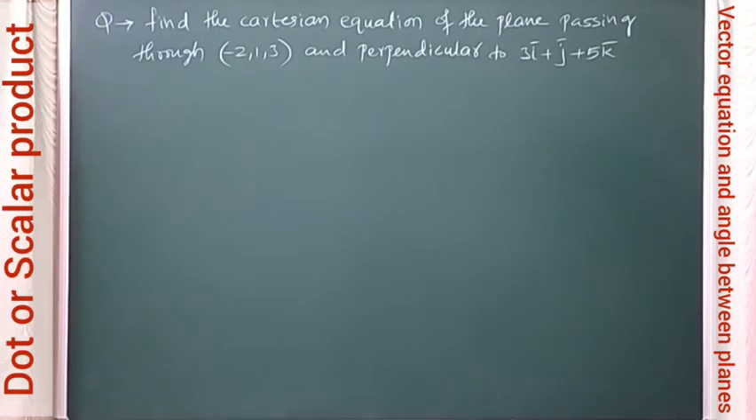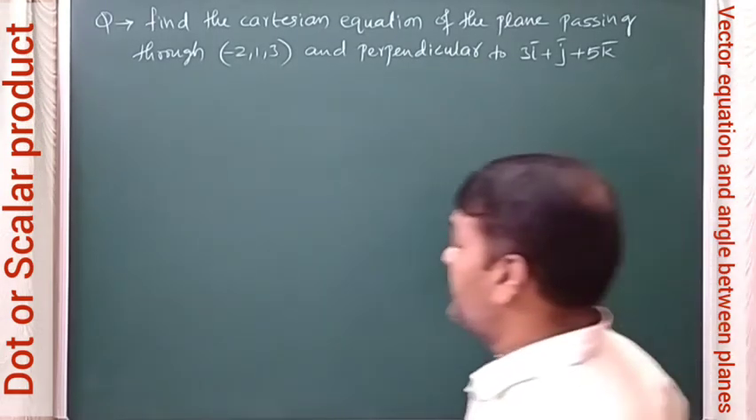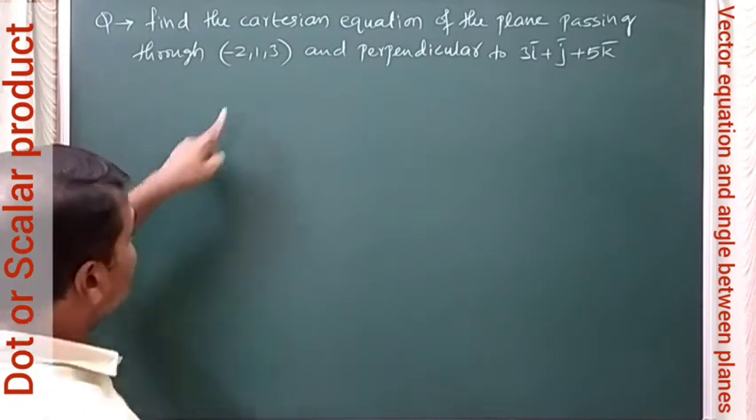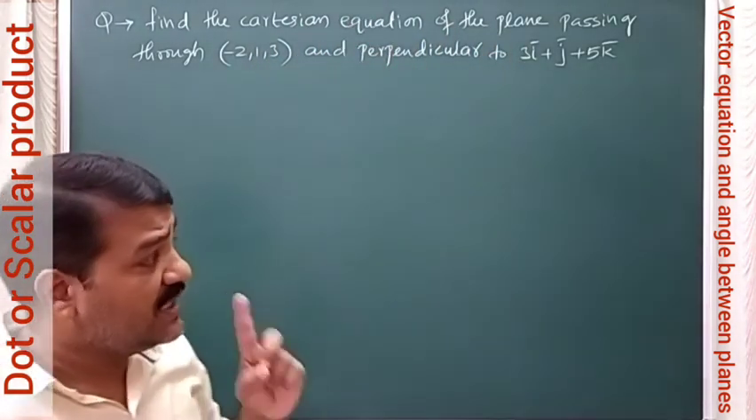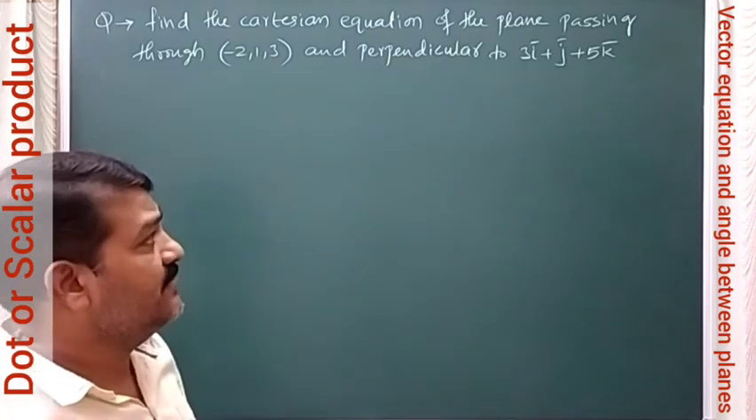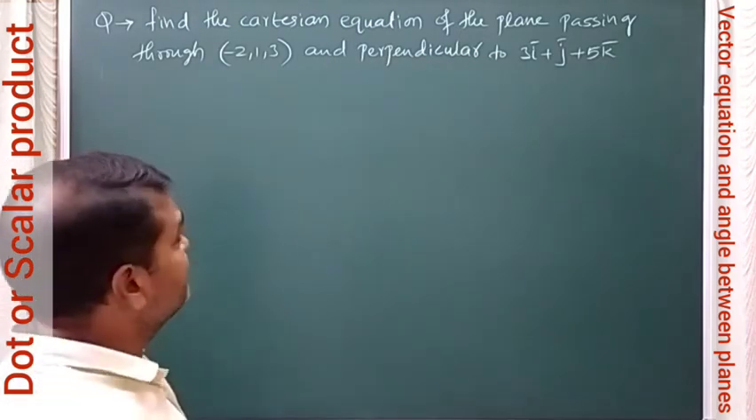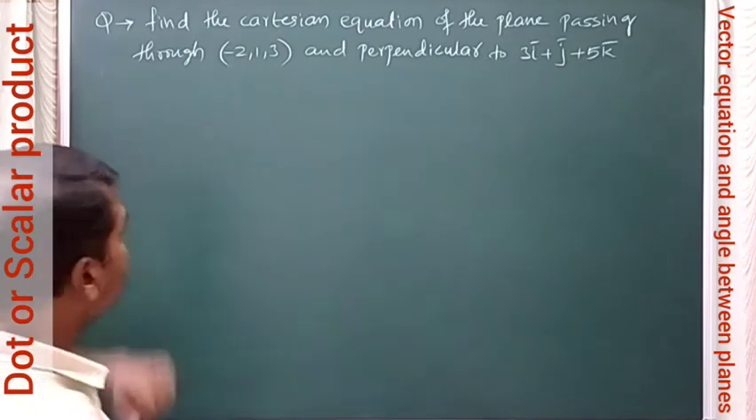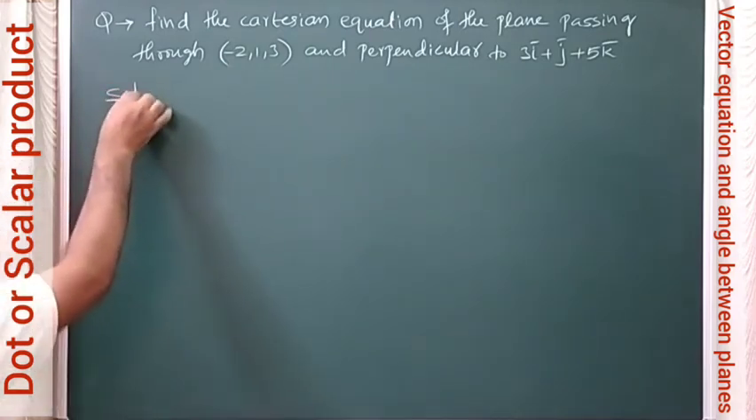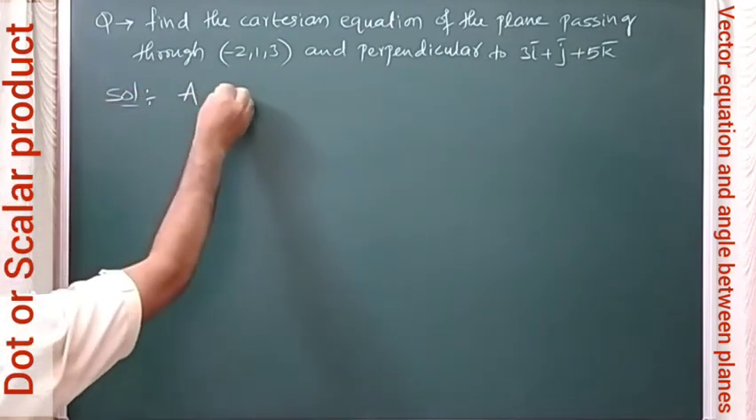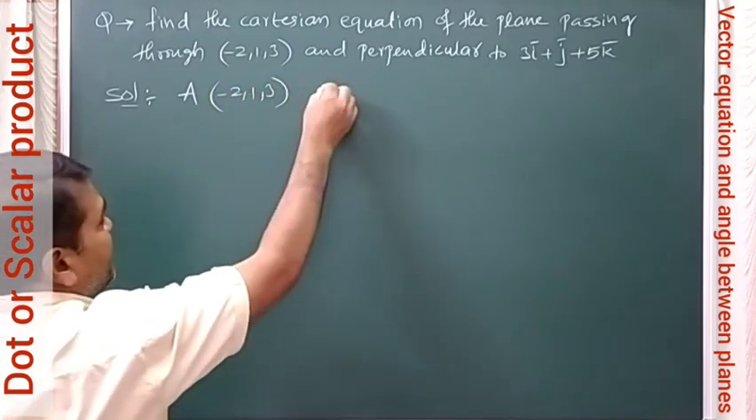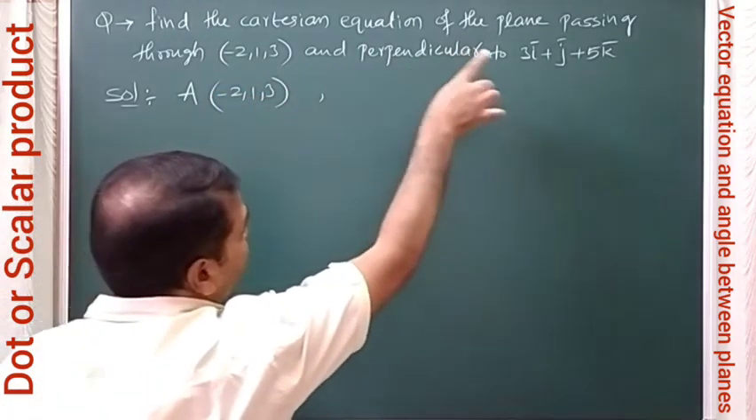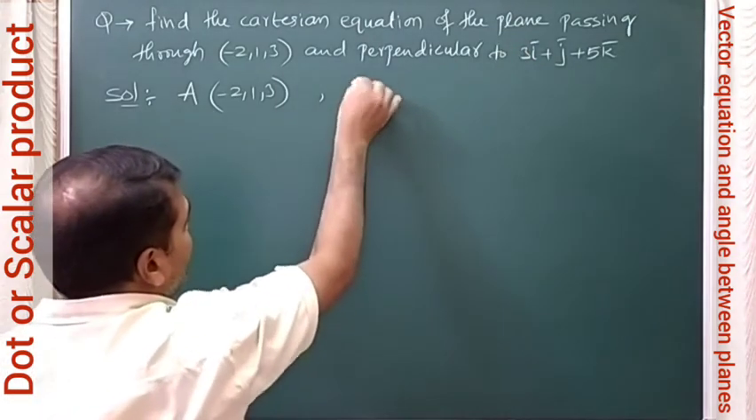So here is a question. Find the Cartesian equation of the plane passing through this point and perpendicular to this. Cartesian equation means coordinate geometry formula. So the plane is passing through a point A which is (-2, 1, 3), and our required plane is perpendicular to this one, that means n bar.